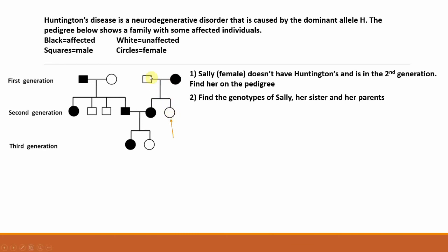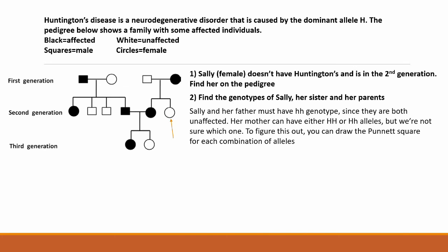Now we want to find out the alleles of the mother. Since the mother does have Huntington's, she must have either double dominant or dominant recessive alleles, but we're not really sure which one she has. So to figure this out, we want to draw the Punnett squares of each combination of alleles.